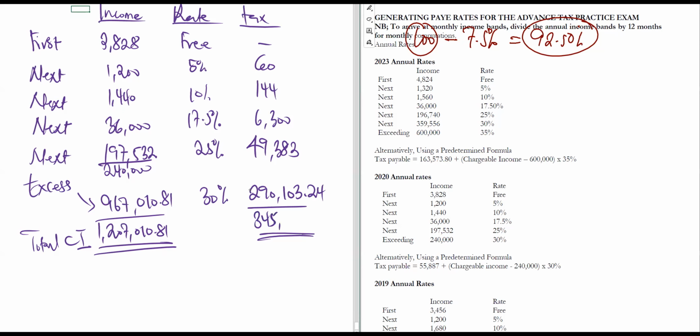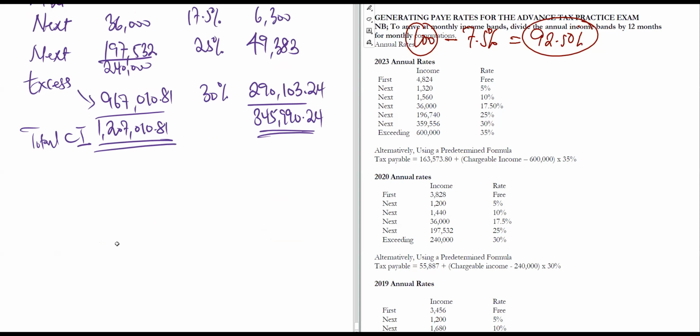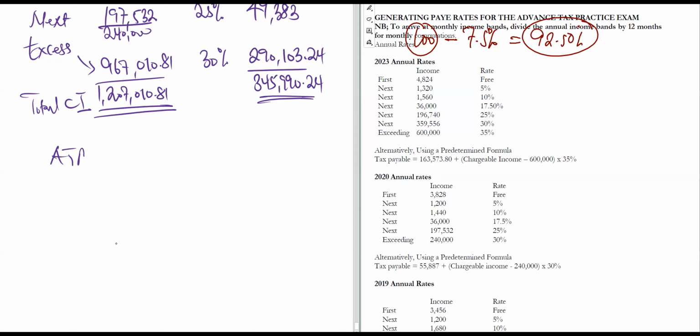345,990.24. Okay. So now that we have this, we can easily get our average tax rate in Ghana, right? So this will be our 345,990.24 over 1,207,010.81 times 100. That gives 28.67%.